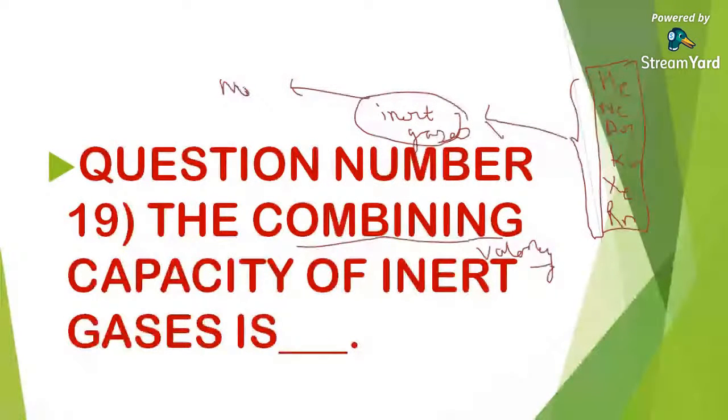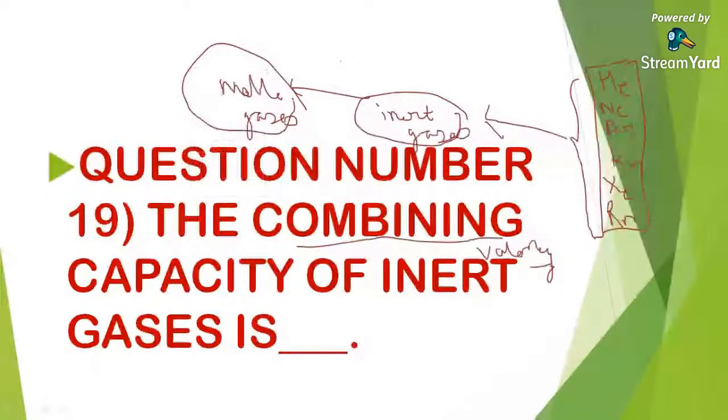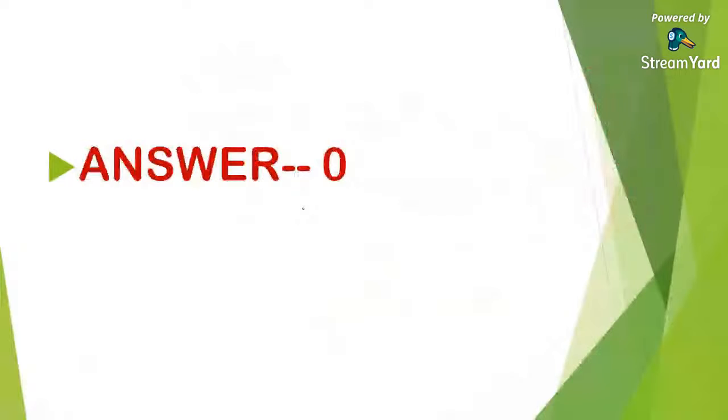Clear? Inert gases are also called noble gases and they are not reactive in nature. So, what is the combining capacity? Yes, many of you have given the answer 0. So let's check the answer. Yeah, the correct answer is 0. Absolutely correct. Very good, Babli.